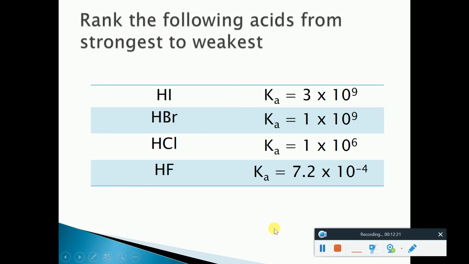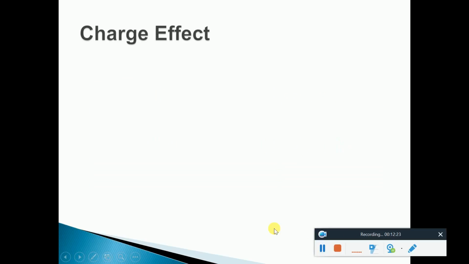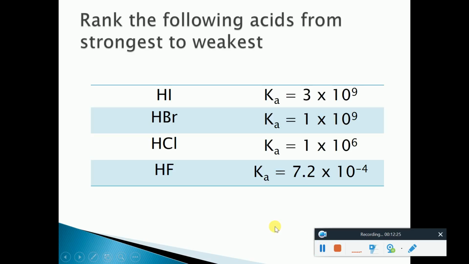And remember that Ka is also associated with the pKa, and so remember the difference between those two, and we'll talk about that a little bit later, but we use pKa more than Ka in organic chemistry.